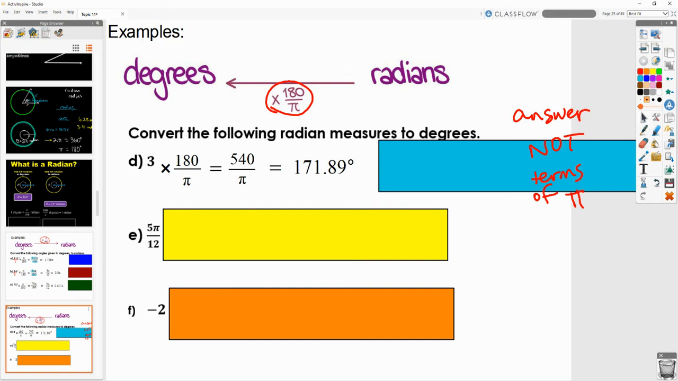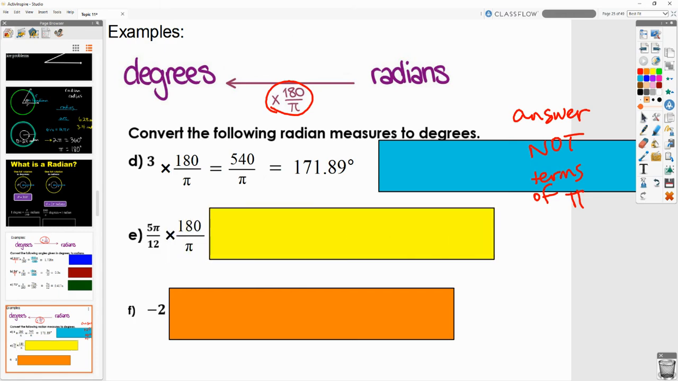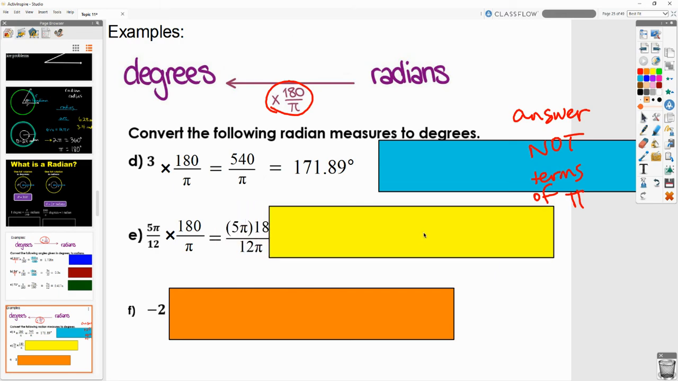Question E is more of the same thing. We take that 5 pi over 12. It's already in fraction format, so we can just multiply straight across, times 180 divided by pi. On the top, we've got 5 pi times 180. On the bottom, we've got 12 times pi. Y'all notice what happens right here. We've got pi on top, and we've got pi on bottom. They cancel each other out completely, and we don't even have to deal with it. There is no pi in this answer. So that's how we got rid of it.